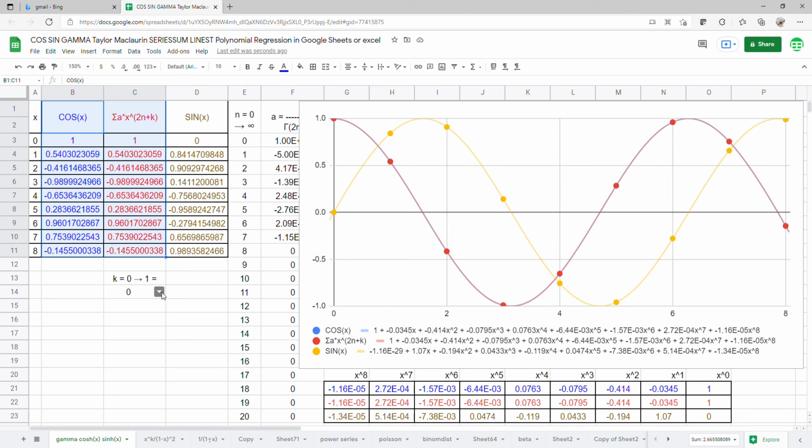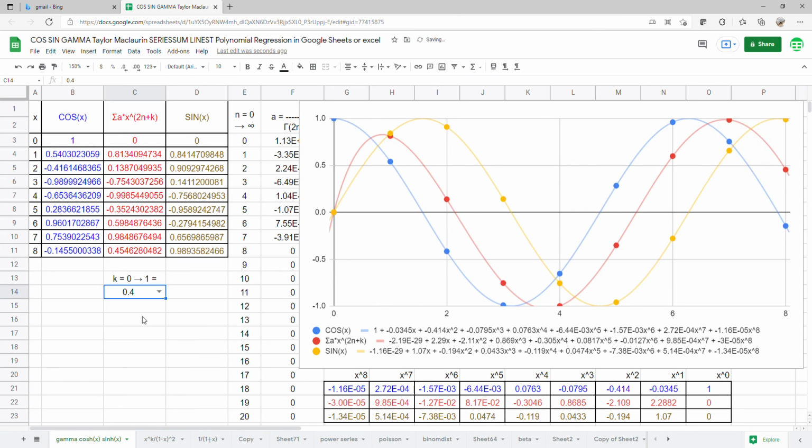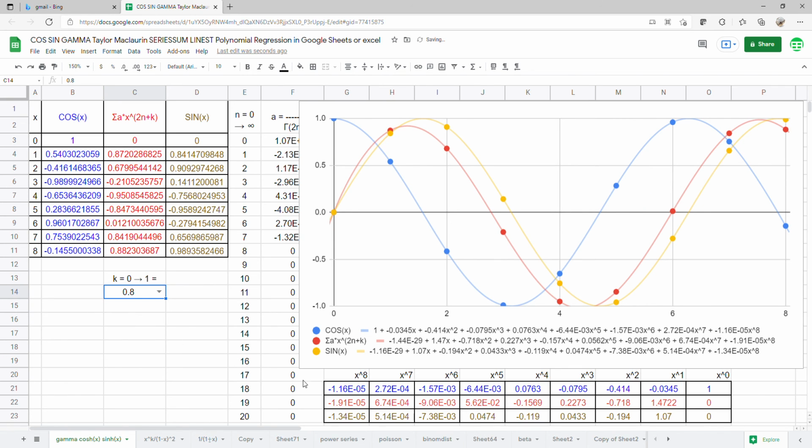So we move k to 0.4. This time the red moves a little bit to the right. And then k equals 0.8. So we have the red going closer to the yellow. And k equals 1.